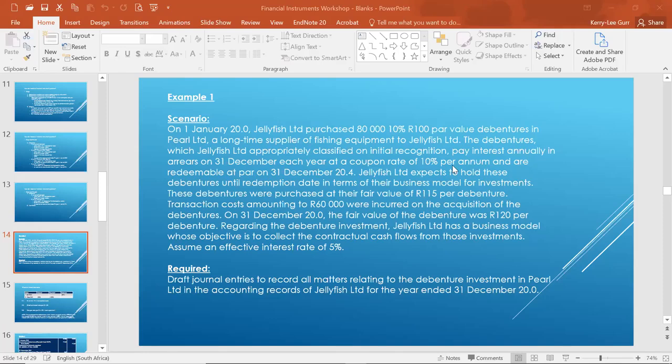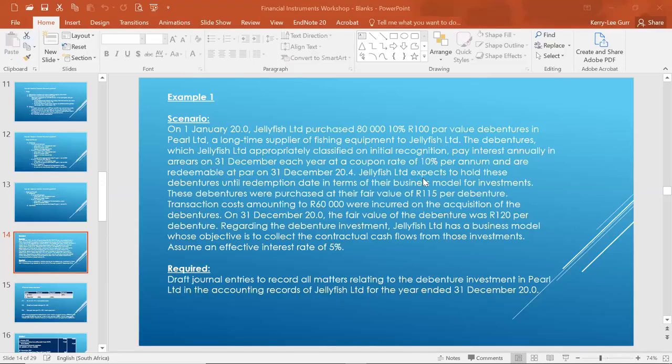And now Jellyfish purchased debentures. So what does that mean? What has happened to Jellyfish? They've purchased debentures. It means that they've bought an ROU. Remember, they've bought a piece of paper, an ROU. Okay, so it means they've given money today, but they're going to get back money in the future. So if you're going to get back money from someone in the future, like a debtor, what do we have? A financial asset or a financial liability? Financial asset, very good.